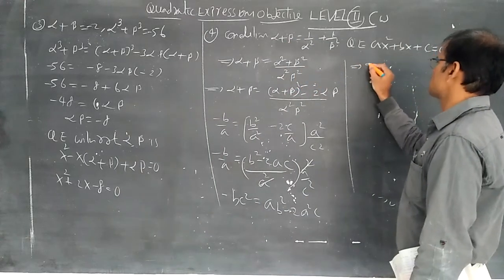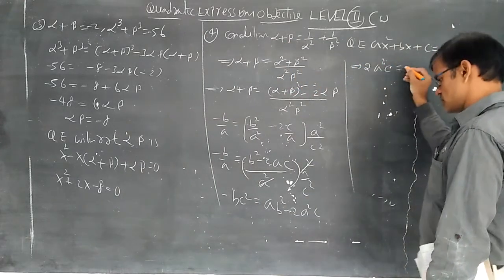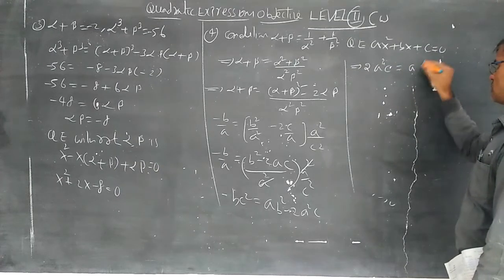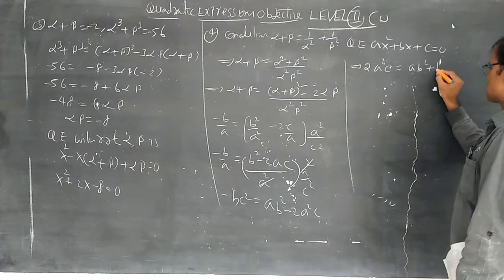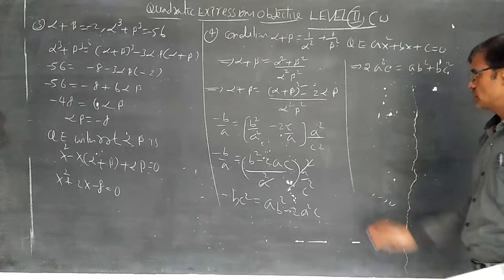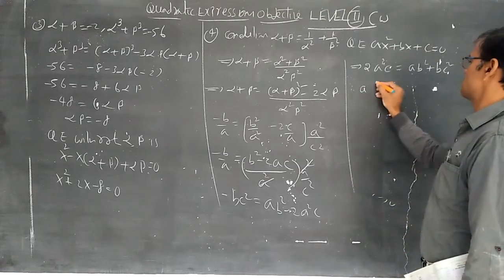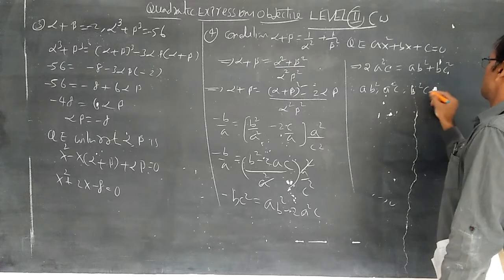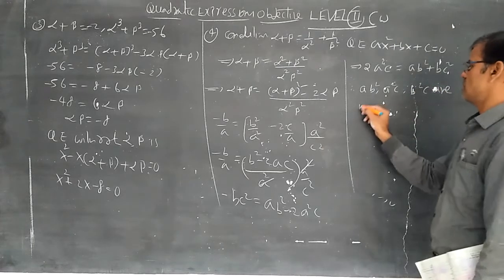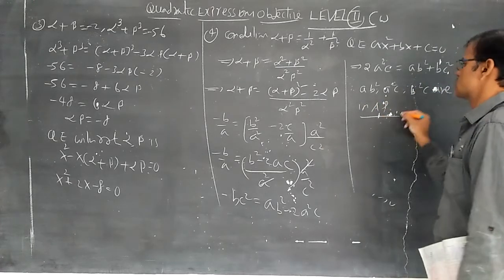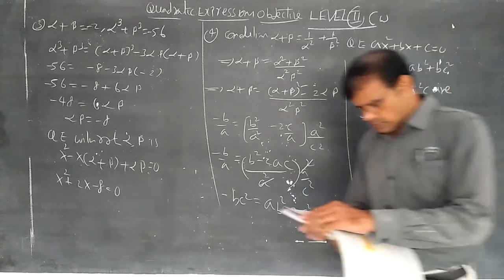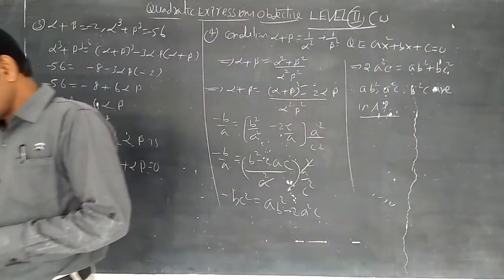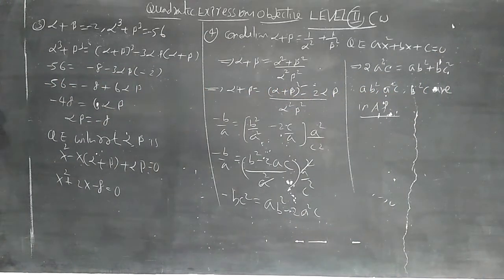Taking 2a square c to this side, 2a square c is equal to ab square plus bc square. Therefore, you can say that ab square, a square c, b square c are in AP, because 2 a square c equals ab square plus bc square condition. Now, fifth question depends upon the tan 22 and tan 23 values.